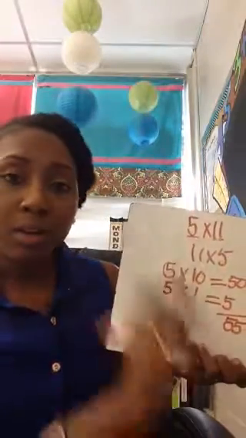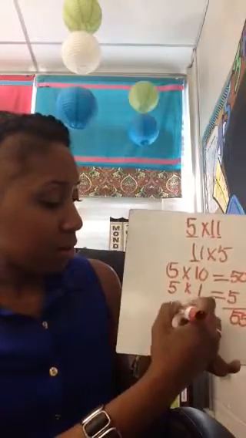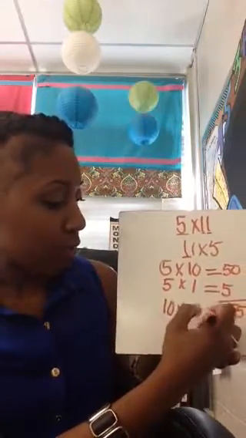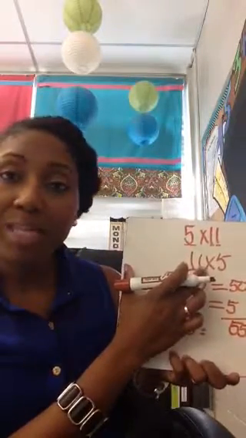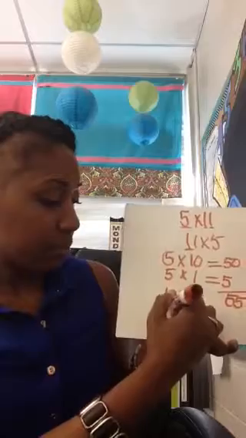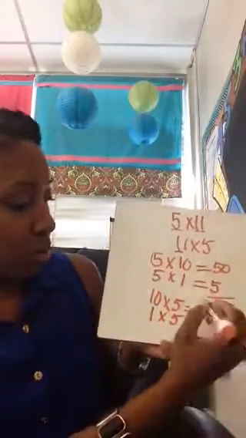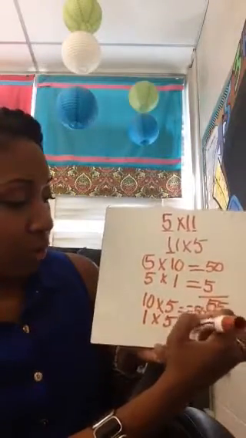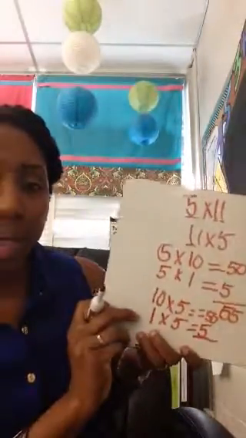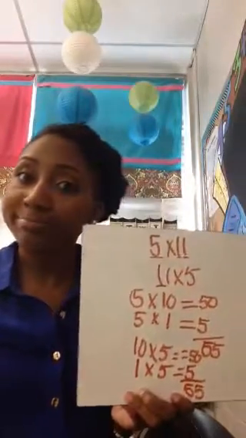Now let's do it the other way. I can take 10 times 5 because 11 has 1 ten, and 1 times 5 because 11 has 1 one. 1 times 5 equals 5. 10 times 5 equals 50. Add those two together and I get 55. There you go.